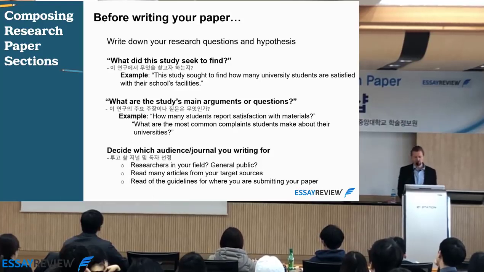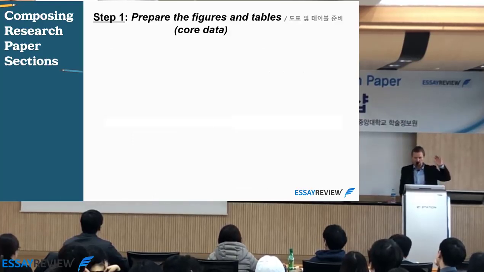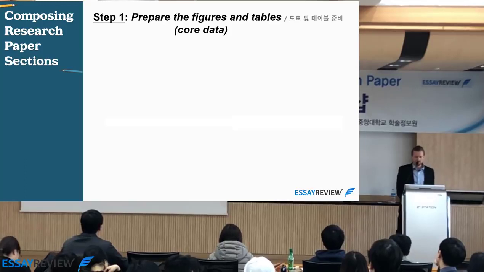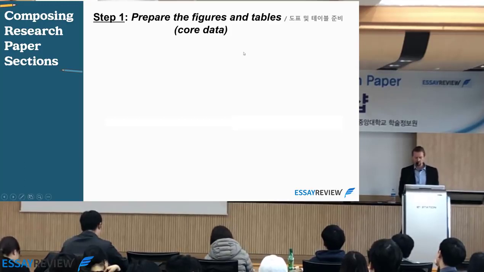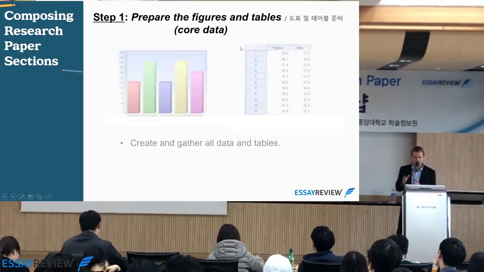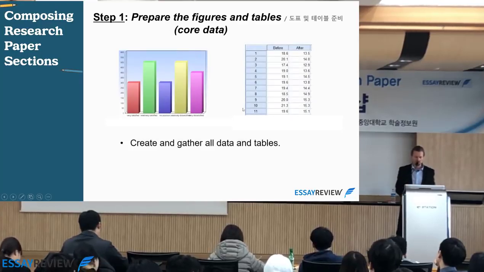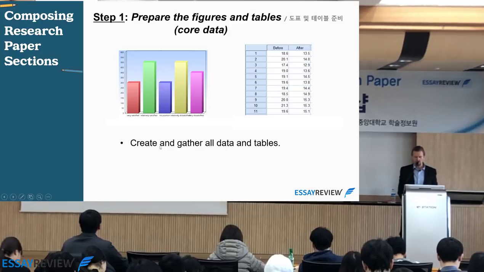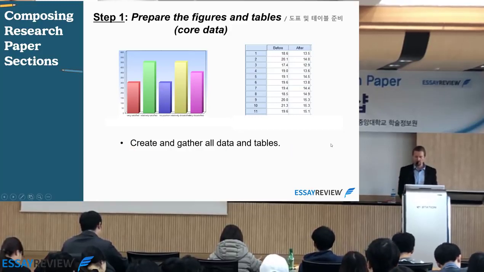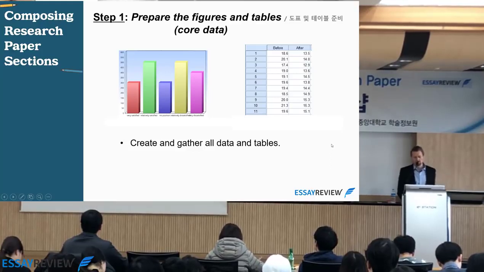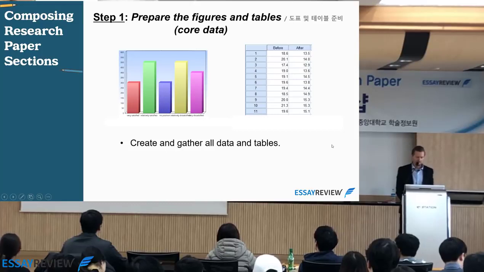Okay, so the first thing to do before actually writing the section is to prepare the figures and tables. This is your core data. This is the most important aspect of your research paper, right? So you want to create and gather everything in one place. So you have your data. You're going to make it into figures and tables. You've probably already done that before you put a pen to the paper.